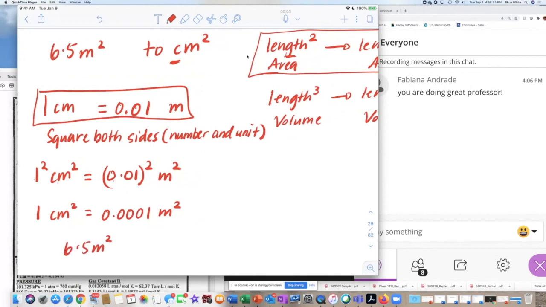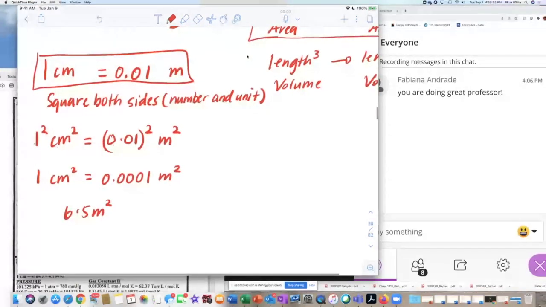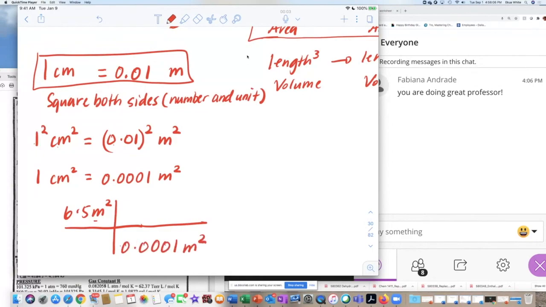6.5 meters squared. I can use the DIY conversion I just made. Oh, the meter part has to be on the bottom, so 0.0001 meters squared. And this part goes on top, 1 centimeter squared. And yep, this works out, and then you work it out.